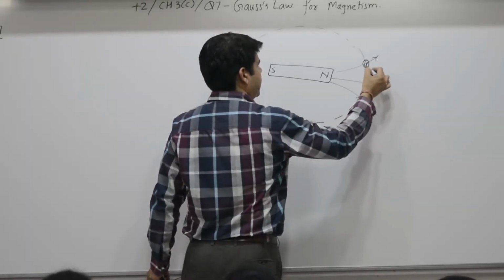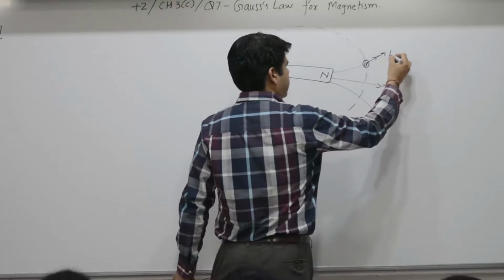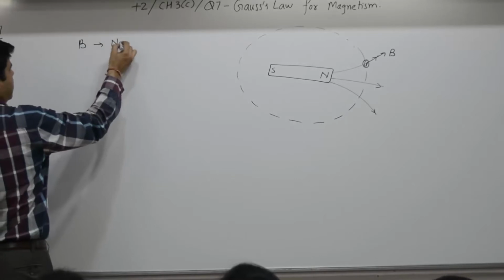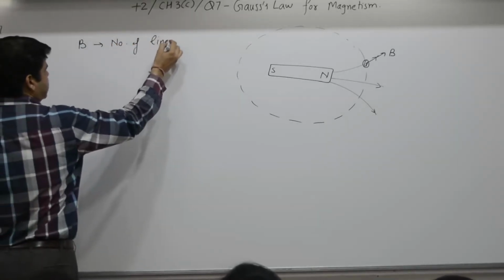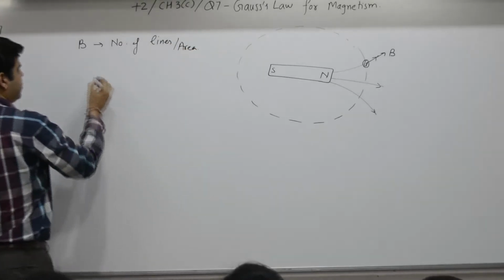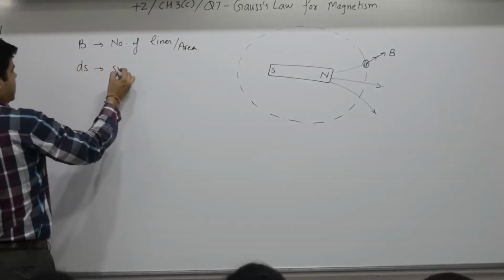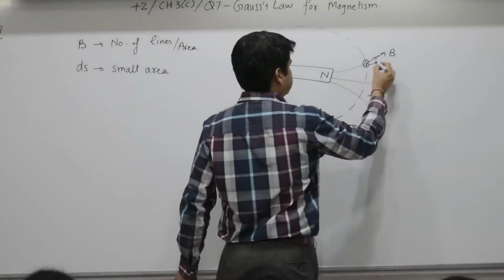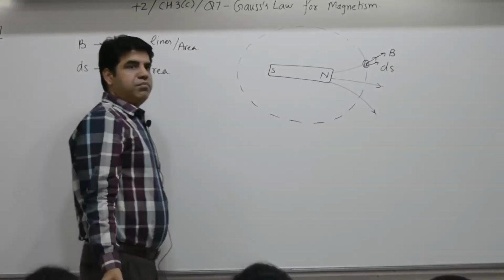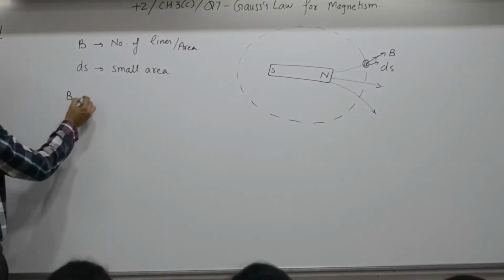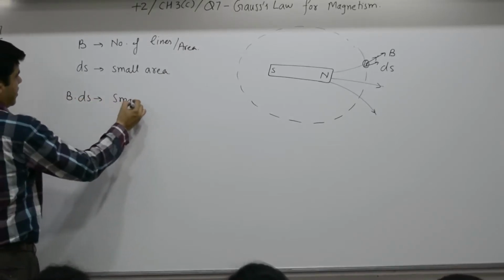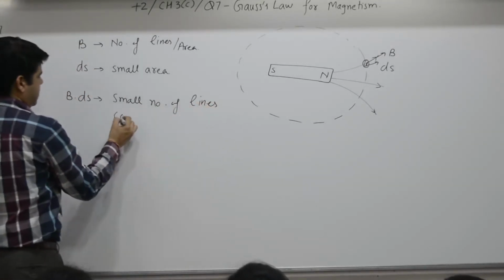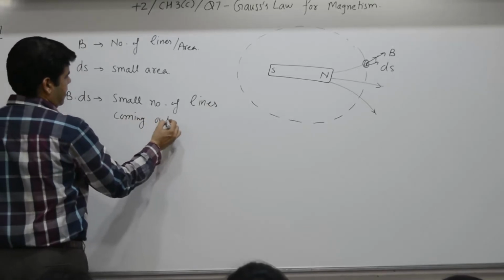Again, think of a small area. B represents what? B represents the number of magnetic lines per unit area. ds, a small area, ds or dA, whatever you call this. B into ds represents what? The small number of lines coming out of ds.